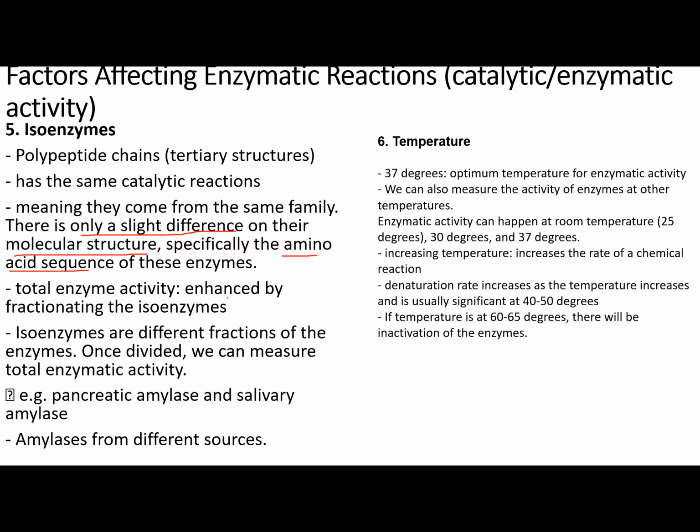Now, total enzyme activity would be enhanced by fractionating the isoenzymes. Isoenzymes are different fractions of the enzyme. Once divided, we can measure total enzymatic activity. So we have here an example class, the amylase. Now, amylase class has two isoenzymes. The pancreatic amylase and the salivary amylase.